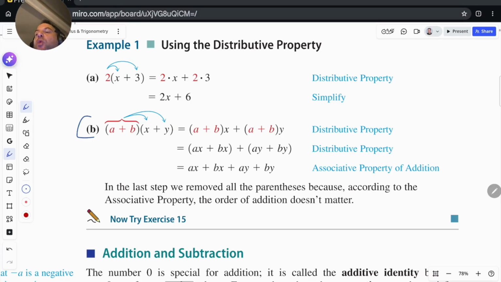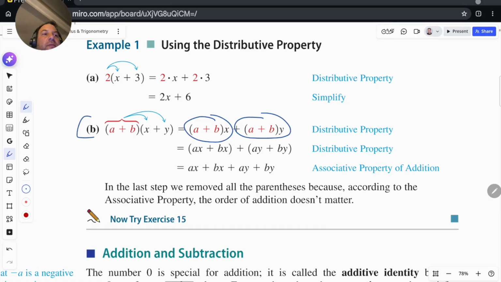Here we're going to treat the entire quantity, a plus b, as one factor that's multiplying the sum x plus y. So in other words, we're applying the distributive property twice. Let's go through this step by step. The first step, when we distribute a plus b across x plus y, we're going to get (a plus b) times x plus (a plus b) times y.